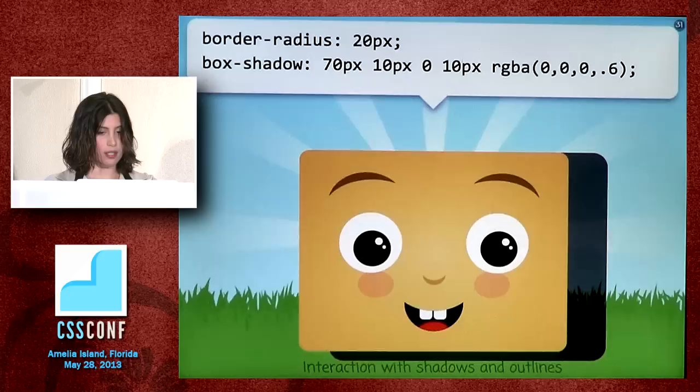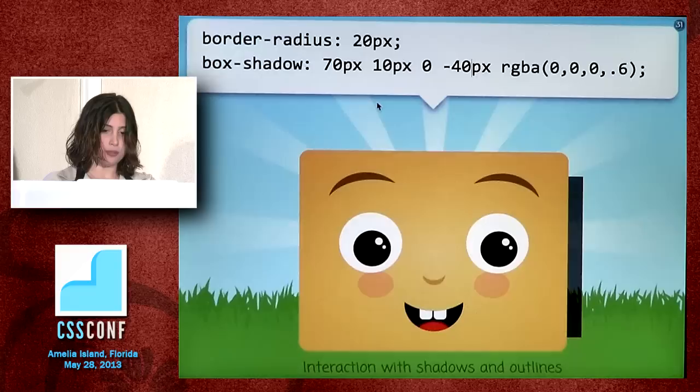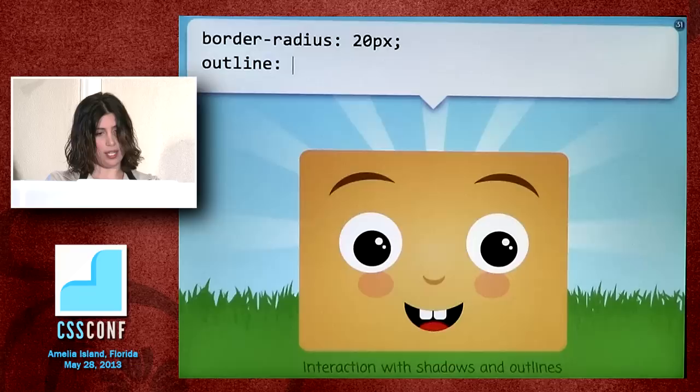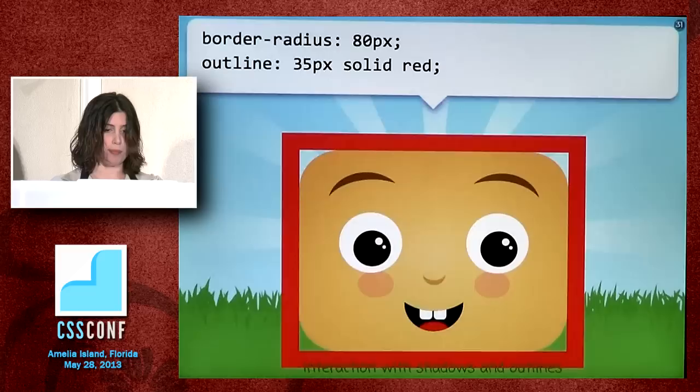And as we increase the spread, its rounding increases as well, because that's what looks more natural. And obviously, we can also do the opposite. If we specify a negative spread radius, its rounding will decrease. So box-shadow does follow border radius, but other properties don't, like outline. You can try all you want, but the outline will not follow your rounding, regardless of what rounding you have or what outline you have. It just won't be rounded.